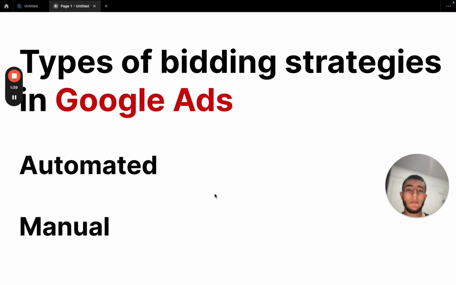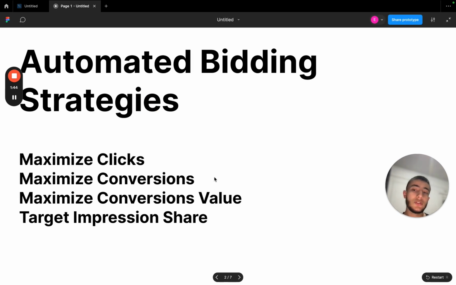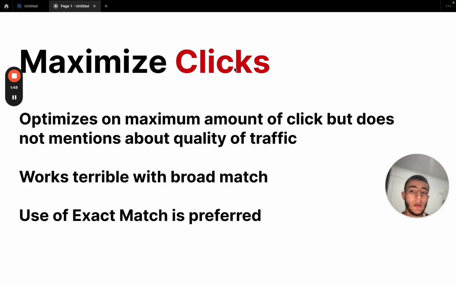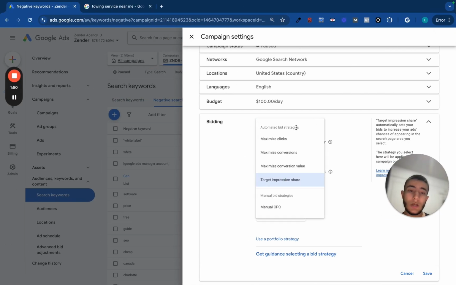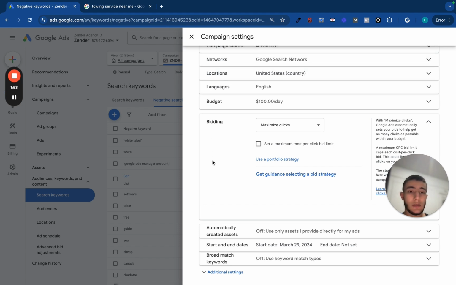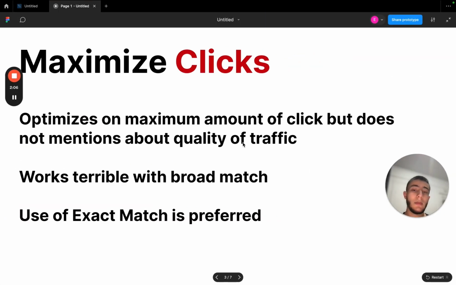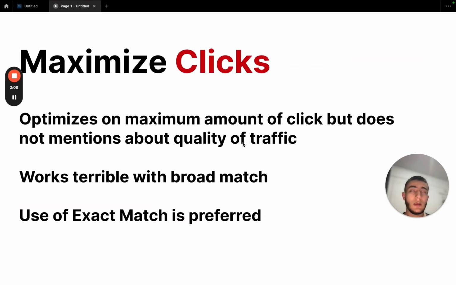So our first bidding strategy is going to be maximize clicks. If you choose maximize clicks on a Google Ads search campaign, you can set a maximum cost per click bid limit, and it usually optimizes for the maximum amount of clicks, but doesn't mention the quality of traffic.